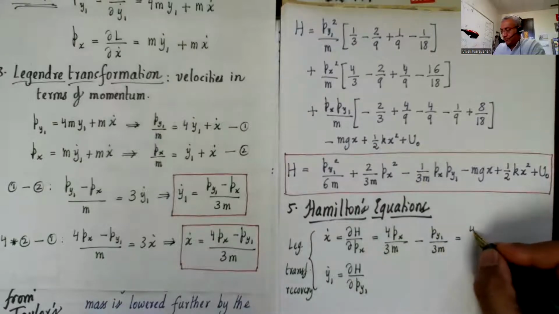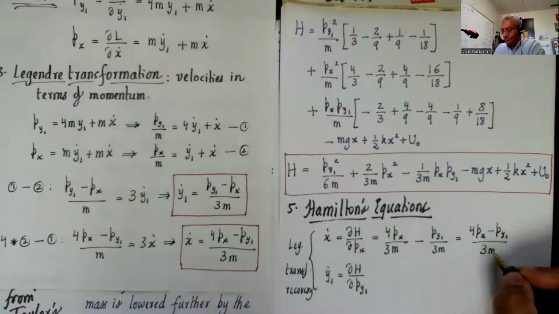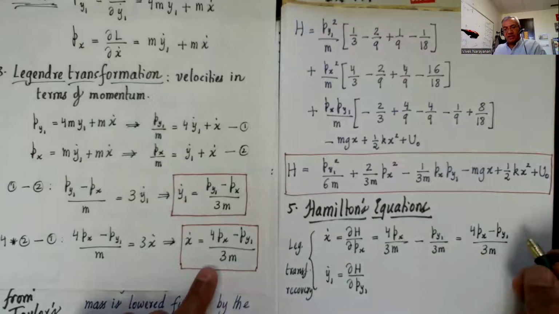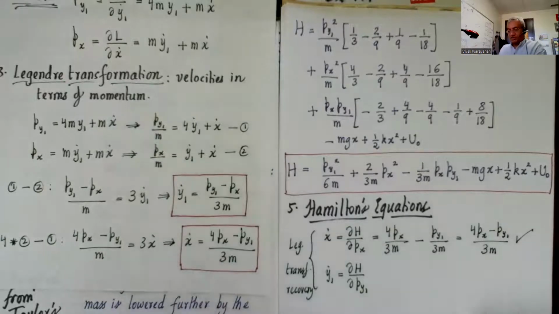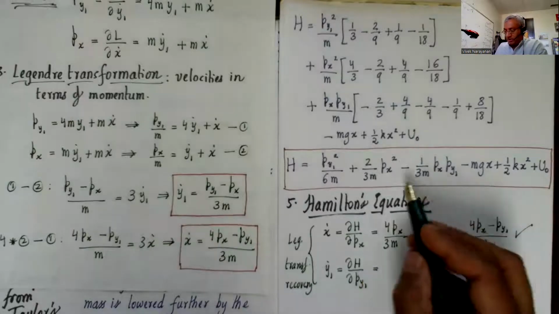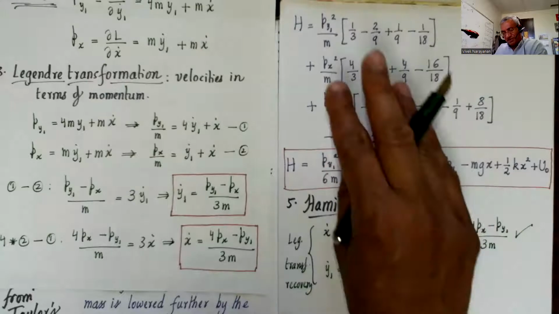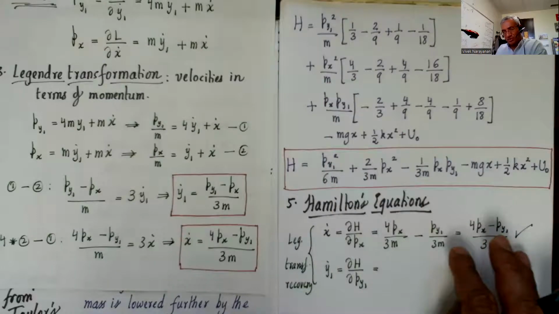So that's going to be 4px minus py1 over 3m. That recovers the second Legendre transformation. Great. Now let's do the first one. This is proof that all this algebra was correct. If any of these fraction addings were wrong, this would show up here.